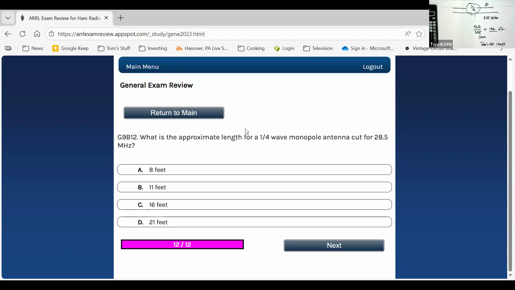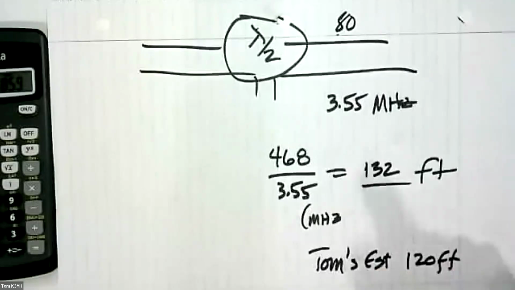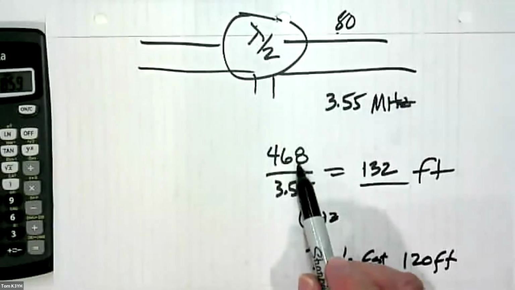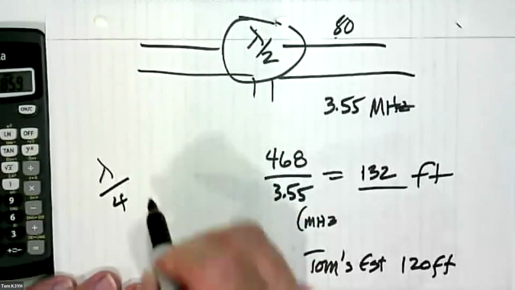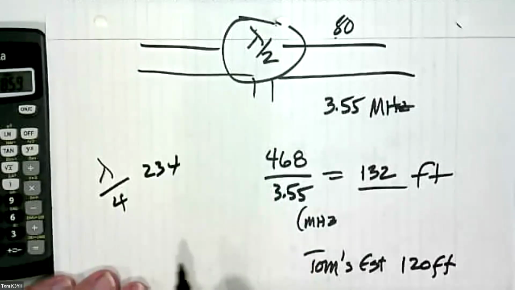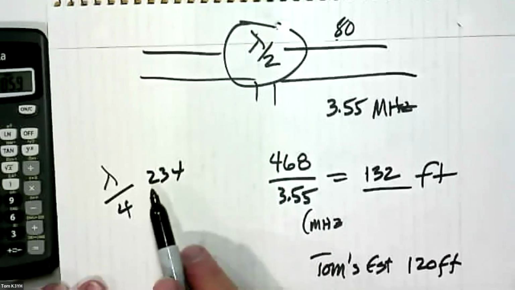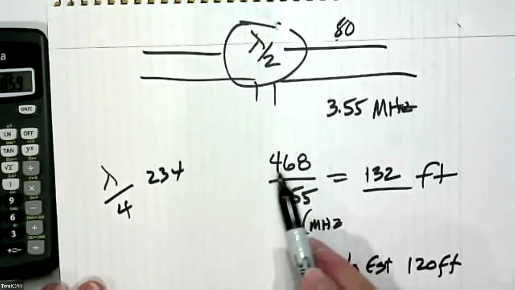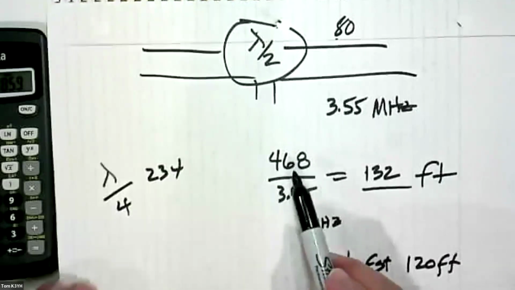Okay, the last one asks you for a length for a quarter wavelength antenna. So let me flip back to the picture I just drew. If a half wavelength is 468, then lambda over 4 is going to be half of 468, so it'll be 234. By the way, that's how you can check. Everybody ought to be able to remember 234. For the quarter wave, it's 234. For the half wave, it's 468. So it's 234, 468. This times 2 gives this.